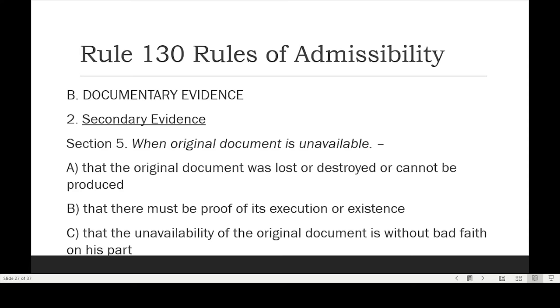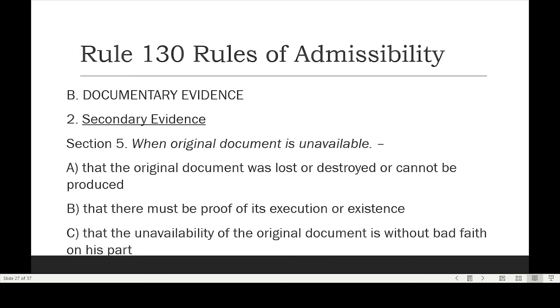First is that the original document was lost or destroyed or cannot be produced. Okay, so we must show that in court. And then second is that there must be proof of its execution or existence. So there must be that proof of existence of the original document. Kailangan natin i-prove na mayroong original talaga ng document. And then that the unavailability of the document is without bad faith on his part.